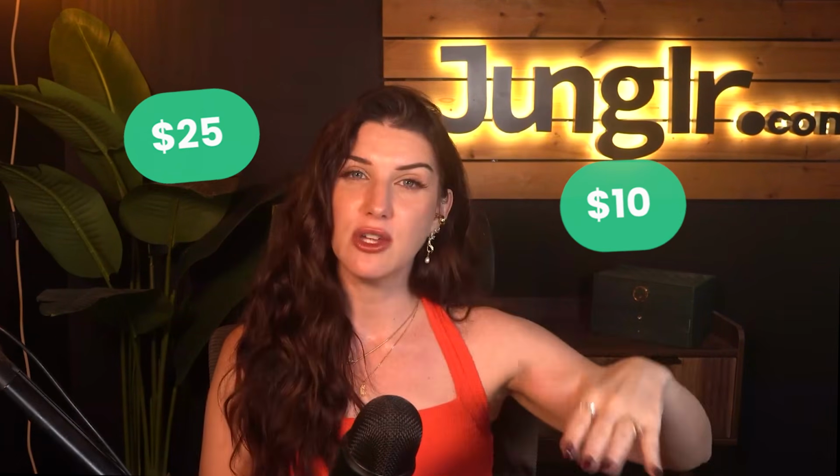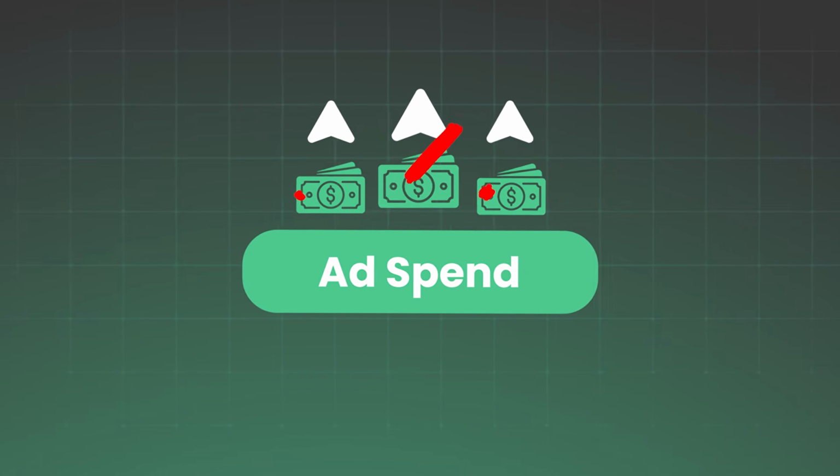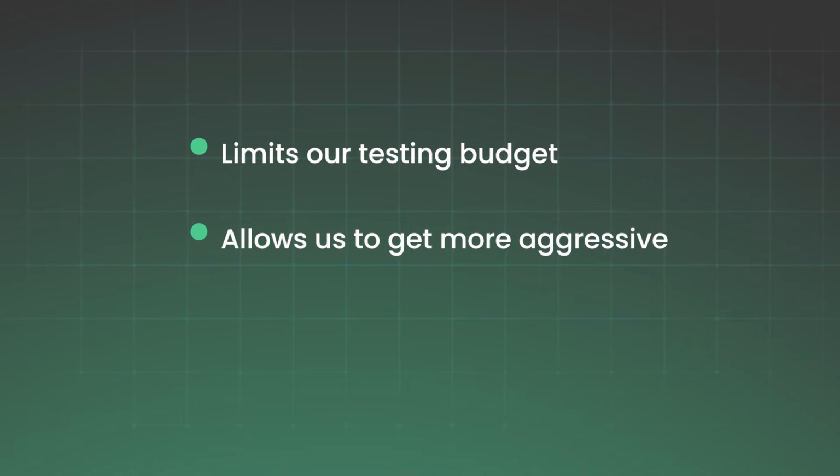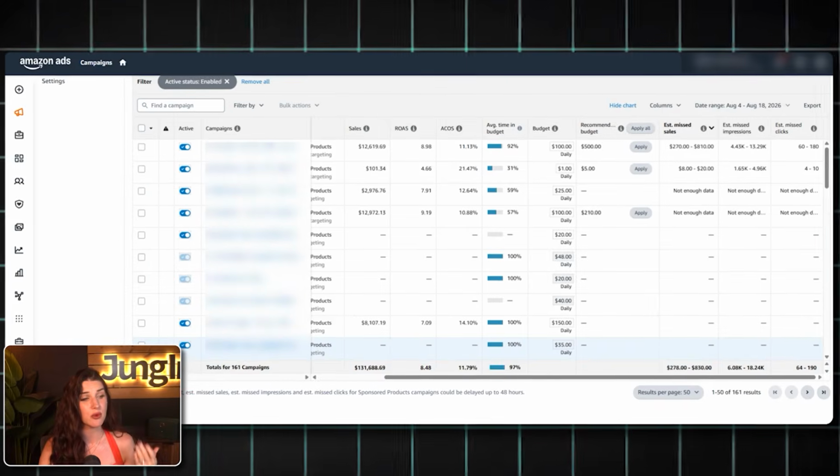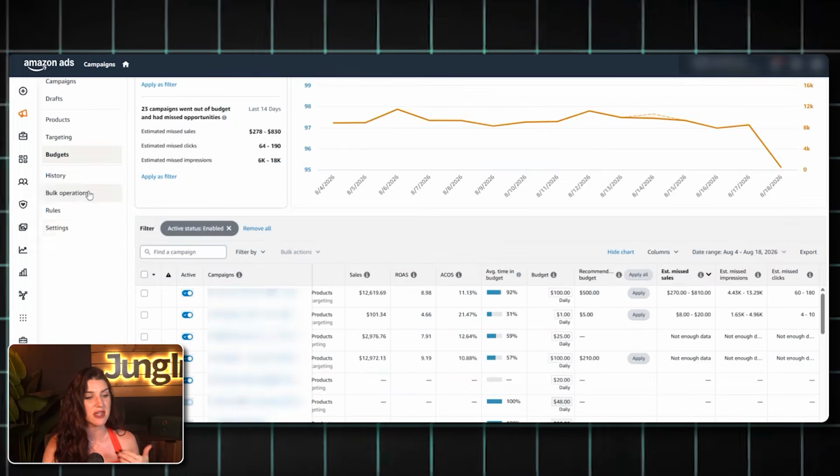Why? That way you can aggressively test your bids to be able to get impressions, and you can be absolutely certain that you're not going to blow ad spend out of the water on crazy high ACoS, because a lot of times when you launch a new campaign, the ACoS is not always going to be completely dialed in. So this limits our testing budget and allows us to get more aggressive with our bid optimizations without destroying the profitability of the account.